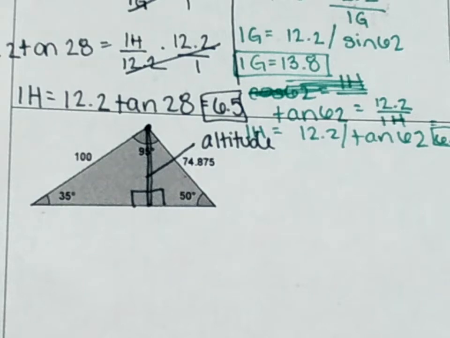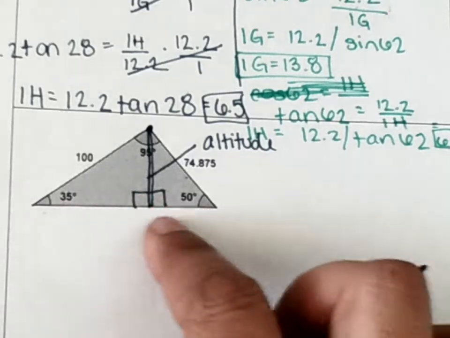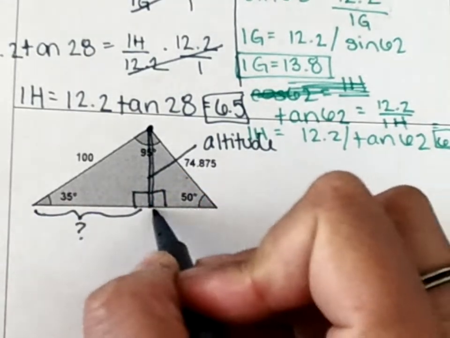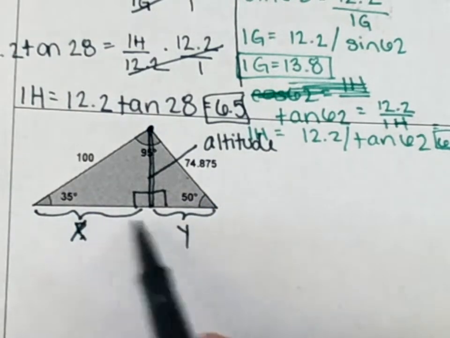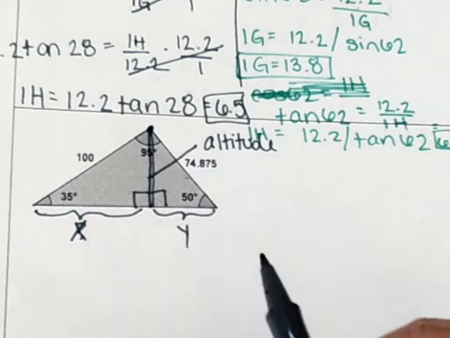So at this point, we can now figure out what the missing side lengths of this and this are. We'll call this one x and this one y. Then we can add them together to find the entire length of this triangle. So that's what the altitude helps us do.